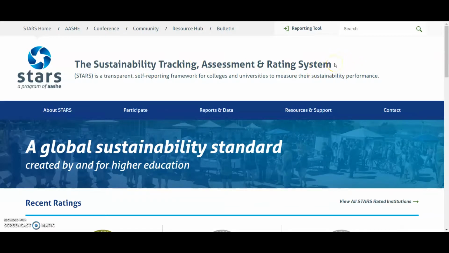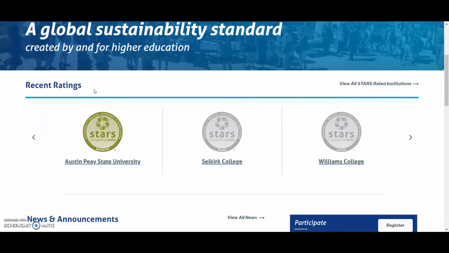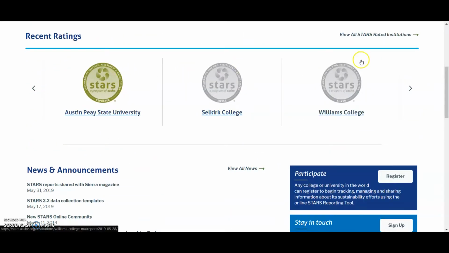So this website, this rating tool, actually helps all the universities to set targets and input their information towards achieving that goal. Then the highly experienced staff of the STAR program, the program of AASHE, will evaluate the standards or the goals that are set by the university and give ratings to individual universities. And as you can see over here, they offer different categories.